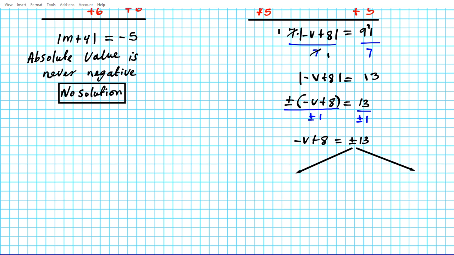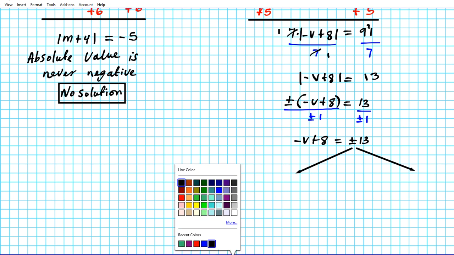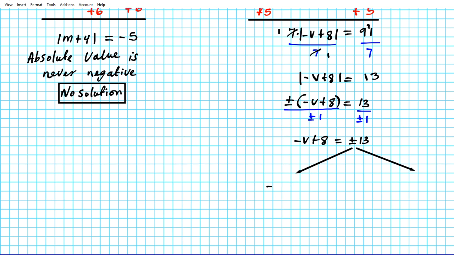Alright, so let's go ahead and do that. We're going to have, for the negative 1, negative v plus 8 equals negative 13. And then for the positive 1, negative v plus 8 equals positive 13. Alright, to get v by itself here is a two-step process.